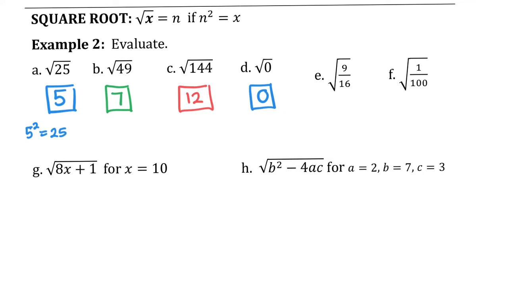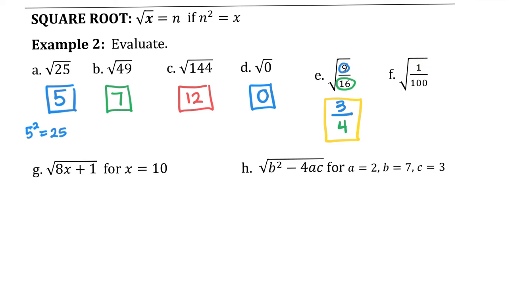I'm going to do the numerator and denominator separately, but I'll rewrite it as a fraction. So if I just start with the numerator, I have a 9. So the square root of 9 is 3. And the denominator I have 16, so the square root of 16 is 4. So the square root of 9 over 16 is 3/4. Final answer.